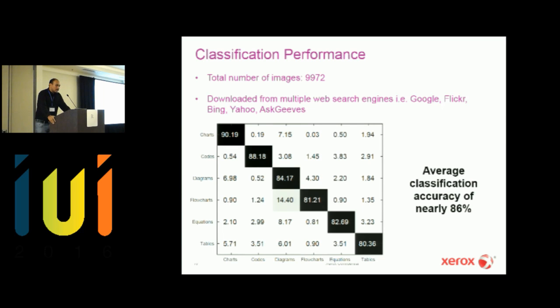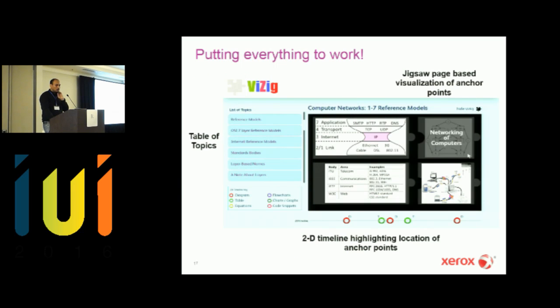And this is the classification accuracy that we got. Our deep neural network based classification system gave us an average classification accuracy of nearly 86%. It was confusing some diagrams versus flowcharts, which is nearly 14% or so. Probably we can enhance that accuracy in future work, but right now it gives pretty good accuracy, which is self-sufficient for a navigation system. So now the question arises: how do we use this anchor point knowledge for nonlinear video navigation?